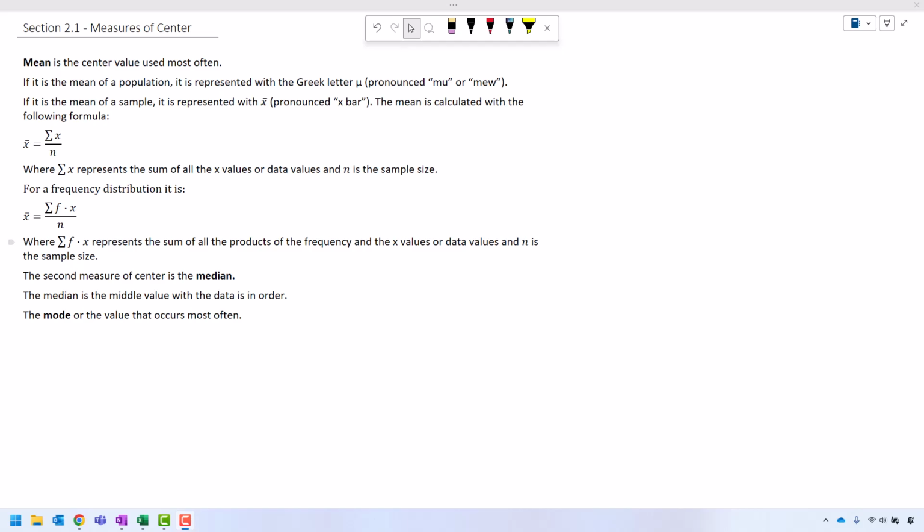All right, I wanted to discuss the important things from section 2.1 and then go over a couple of examples here. Section 2.1 is all about measures of center. The first measure of center we'll talk about is the mean. That's the one we often think of when we think of the measure of center. Sometimes it's called the average.